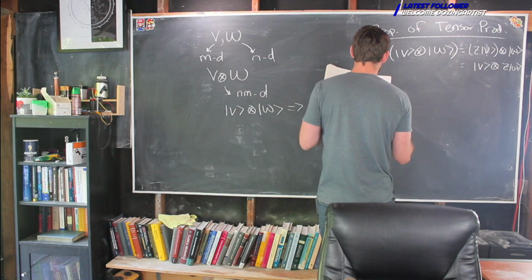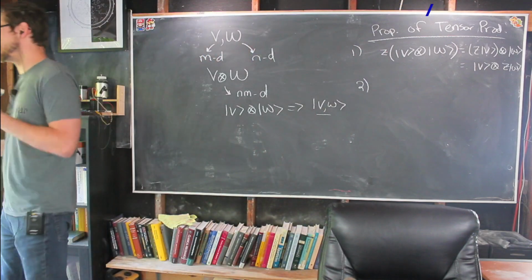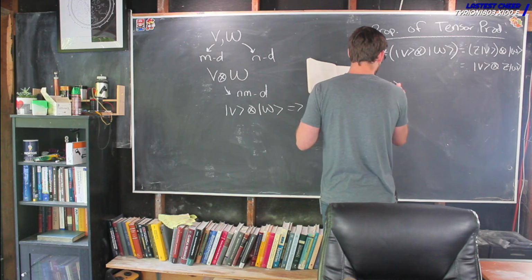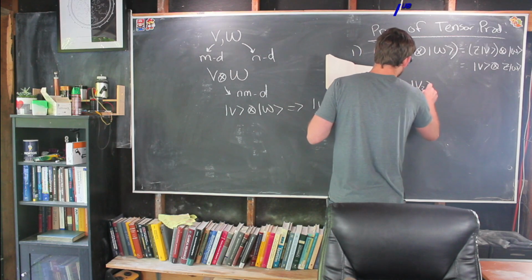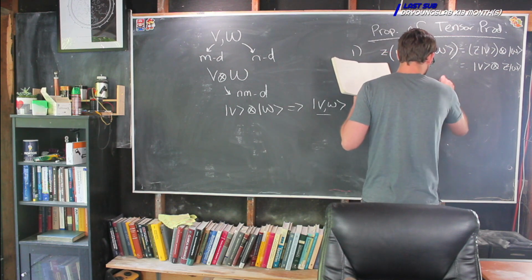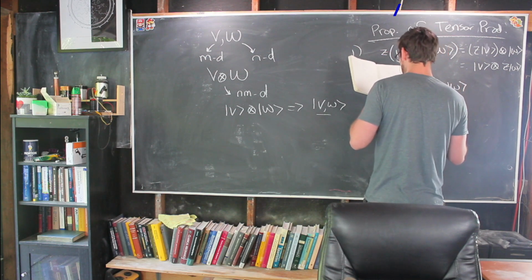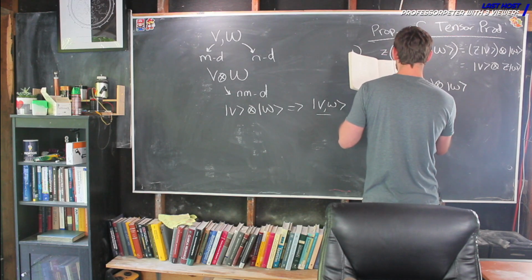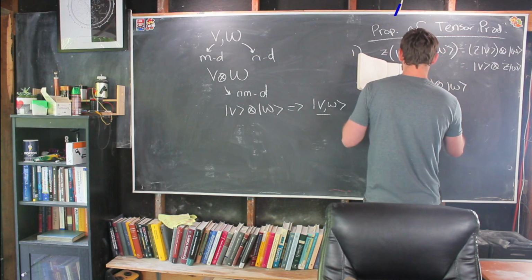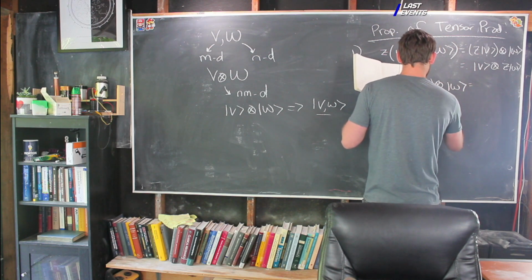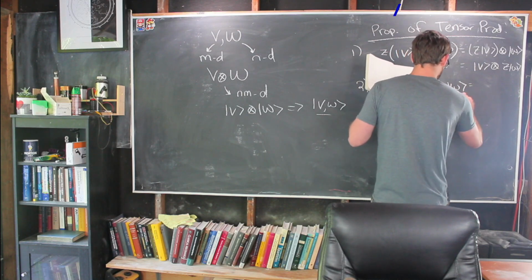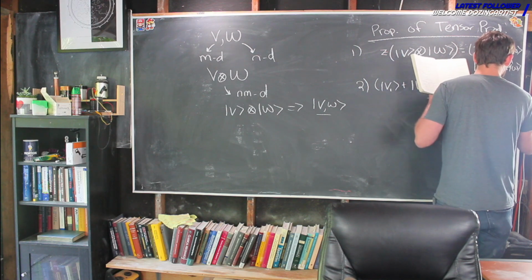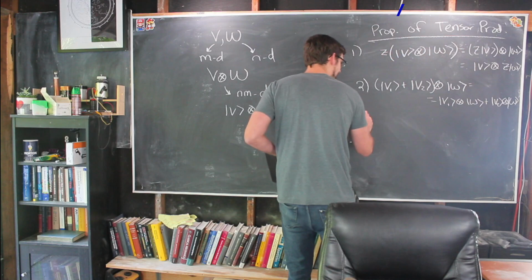And then how about for arbitrary V1 and V2 in this vector space V, we might see something that looks like this, where you have the linear combination of V1 and V2, tensor product with the state W that happens to be in vector space W. Then this will also be equal to V1 tensored with W plus V2 tensored with W. And then the opposite of that is true as well.